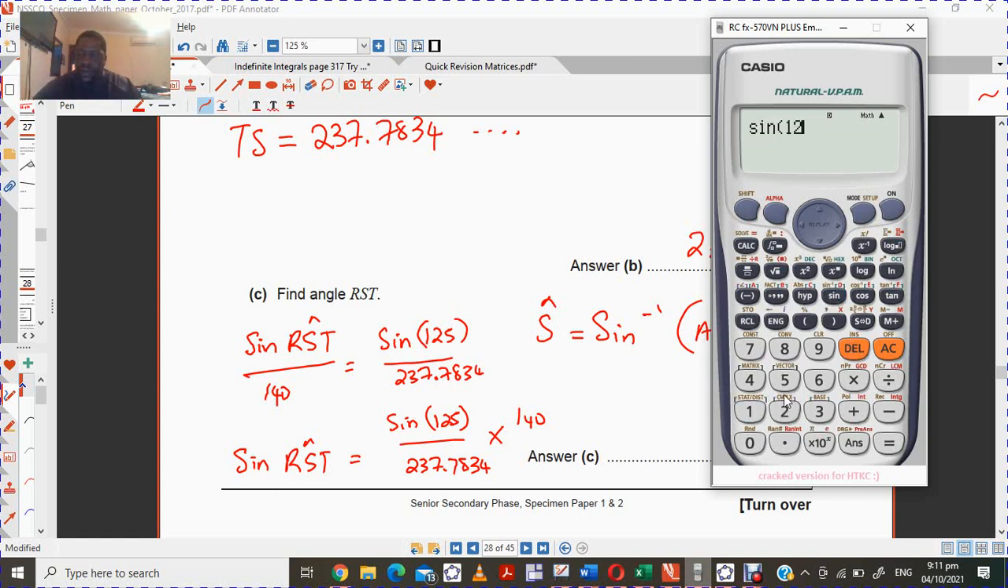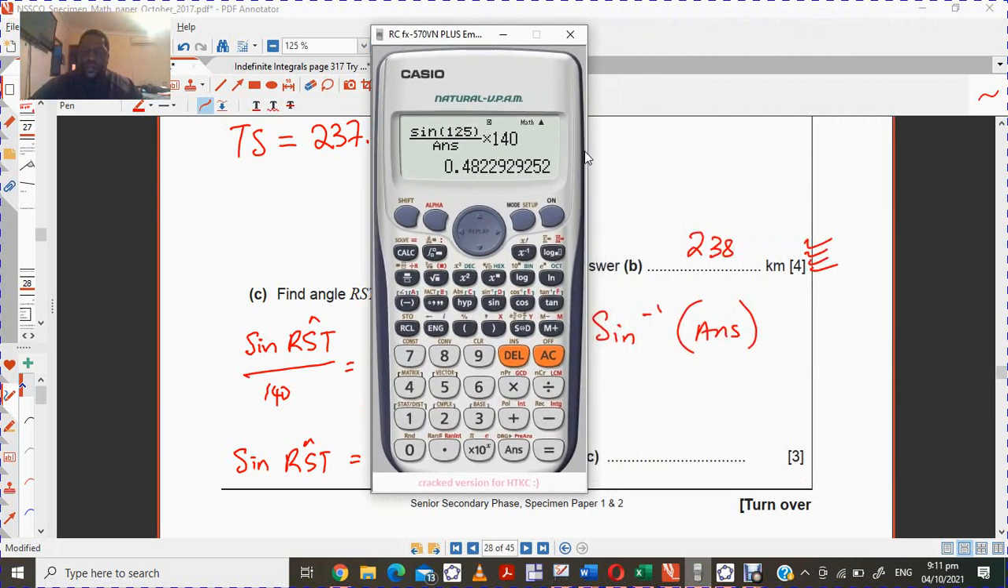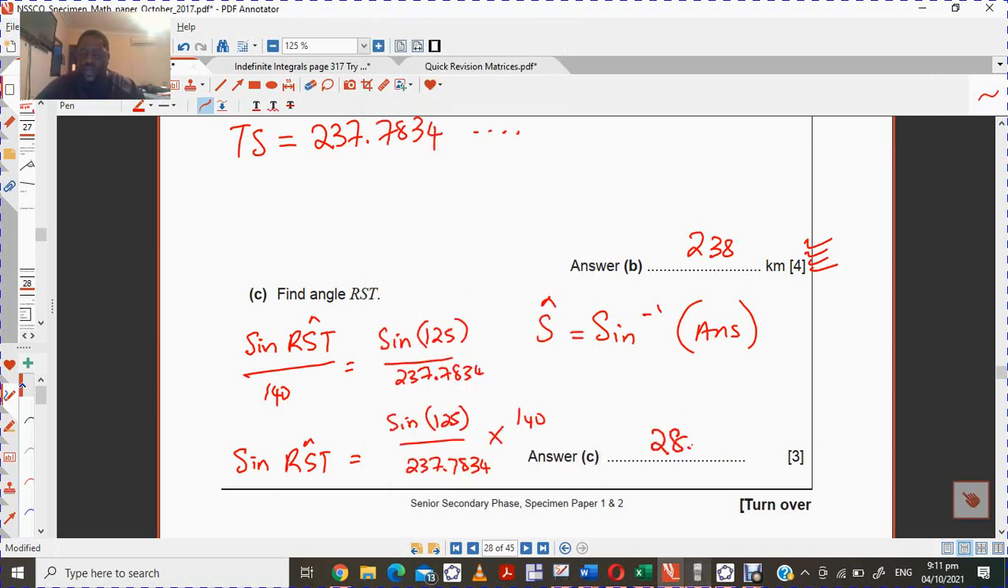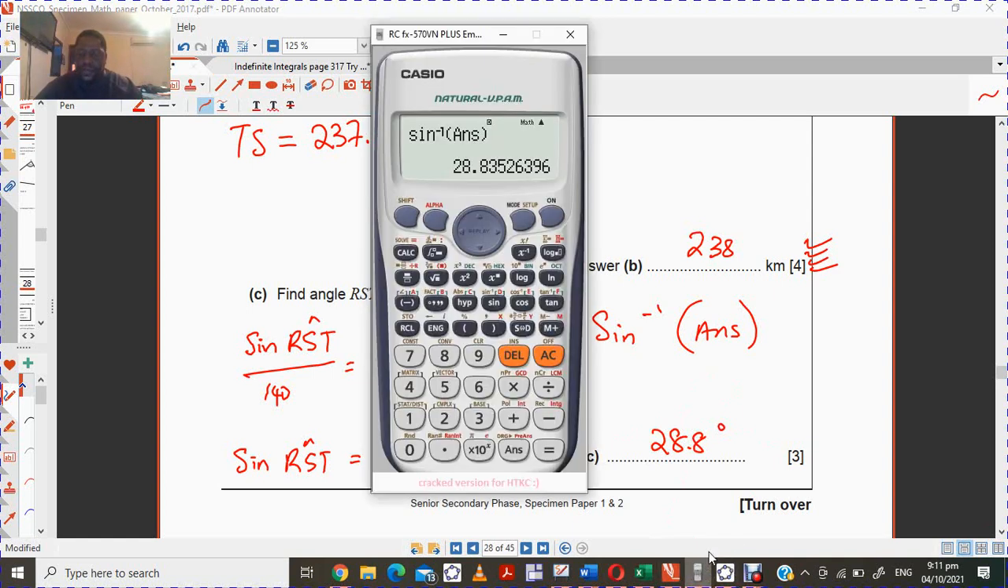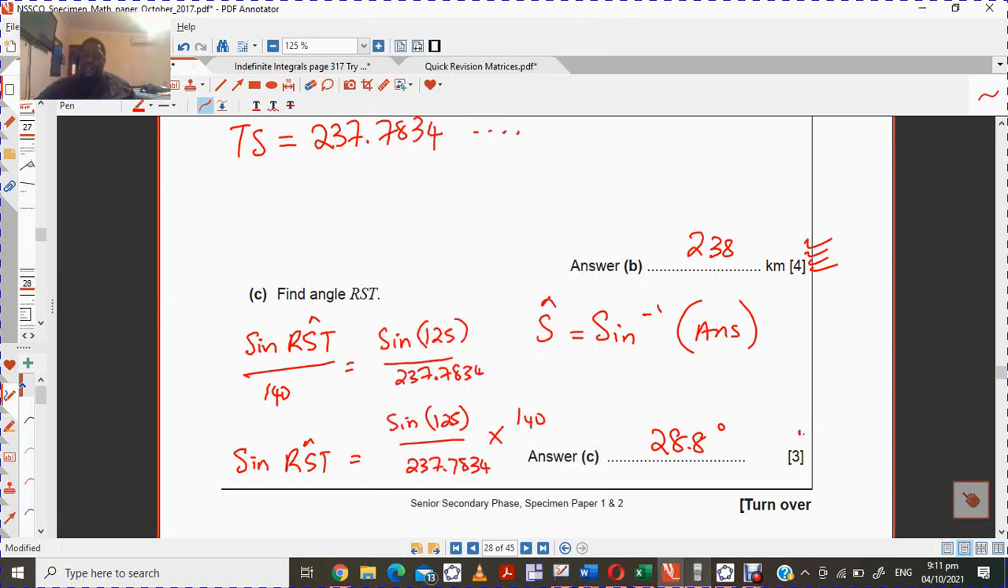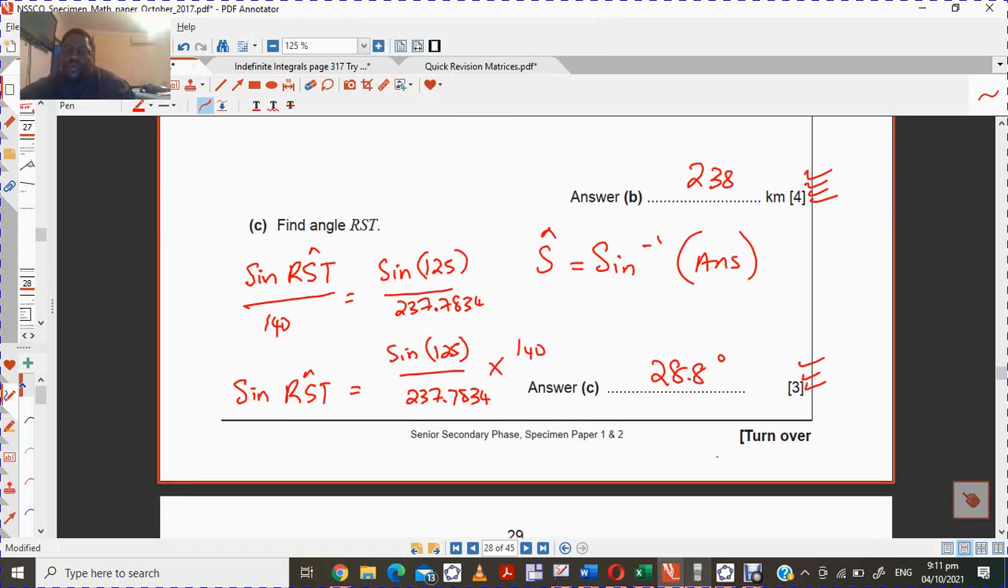So I'm going to say sine 125, over the answer that I had on my calculator, and I multiply that with 140. Okay, so that's 0.4. Did you see? That's this particular part of my answer. Now I'm looking for the angle, so I must take the inverse. So I'll be saying shift inverse sine of my answer. It's going to give me my answer 28.8. So it's 28.8 degrees to one decimal place. Okay, without any problems. Can you see that? Well, make your life easy and make sure that you follow the stuff.